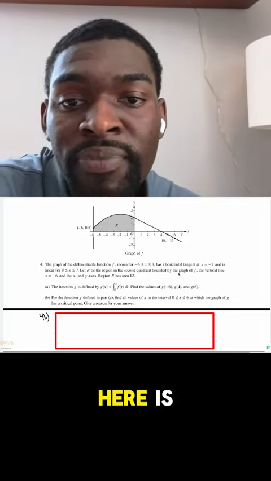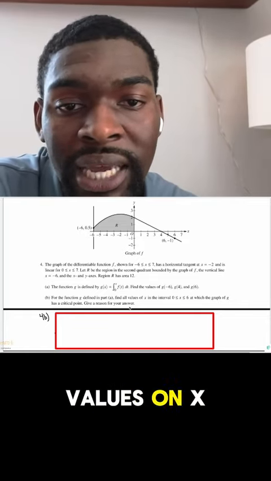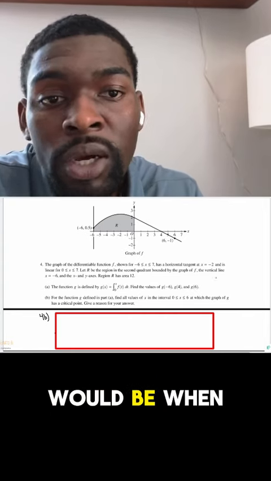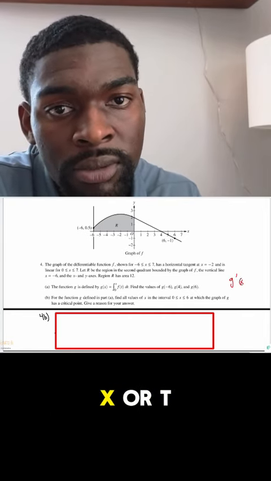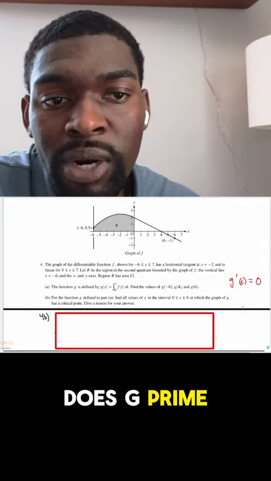What it wants us to identify here is looking at what we talked about in part A here. If you haven't seen that one, go back to the other video. Find all the values of x that have a critical point. So what's a critical point? A critical point, if we're talking about G, would be when G prime of x equals 0 or is undefined, so we need to identify when G prime equals 0.